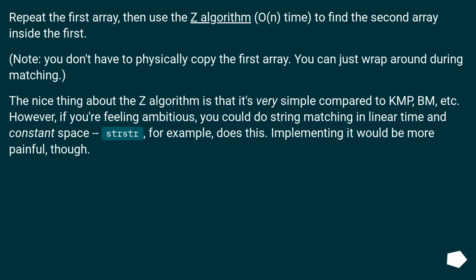Repeat the first array, then use the Z algorithm, O(n) time, to find the second array inside the first. Note, you don't have to physically copy the first array. You can just wrap around during matching. The nice thing about the Z algorithm is that it's very simple compared to KMP, BM, etc.